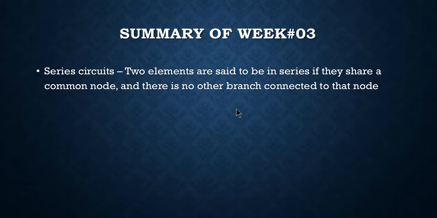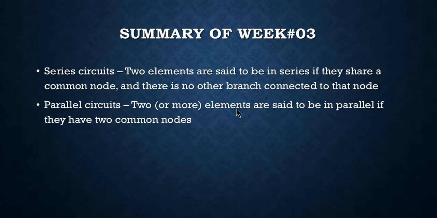that two elements are said to be in series if they share a common node, and the important thing is that there is no other branch connected to that node. And then we discussed that two or more elements are connected in parallel if they have two common nodes.